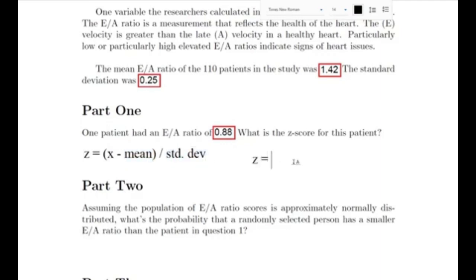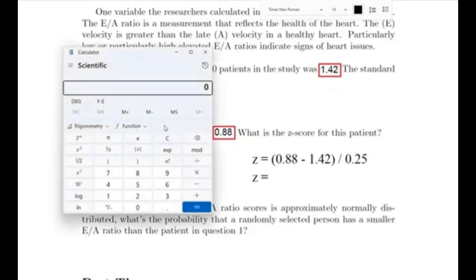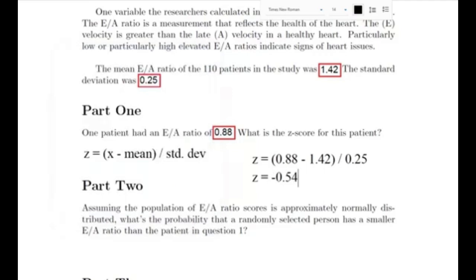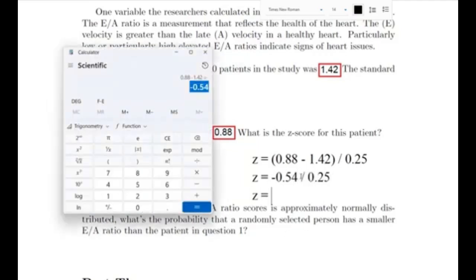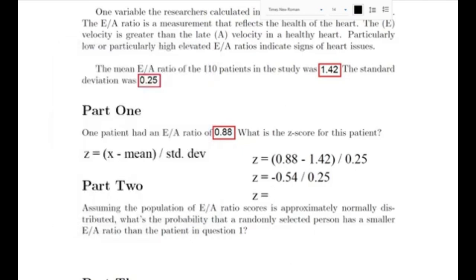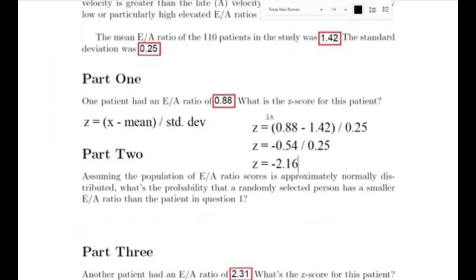So for this problem, I've changed the numbers. My value I'm trying to convert to a z-score is 0.88. The mean of my patients is 1.42, and the standard deviation is 0.25. So it's just important to do the numerator first in the z-score formula, right? Which I've emphasized with parentheses there. Got to do the parentheses first and then conduct the division. Okay, so if I divide those two, I get negative 2.16. That's our z-score for part 1.